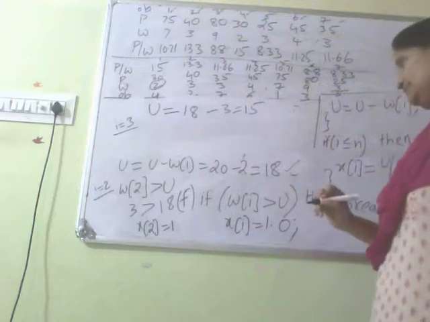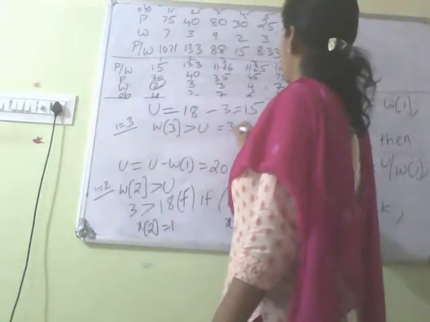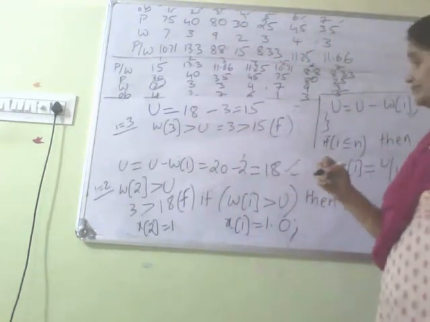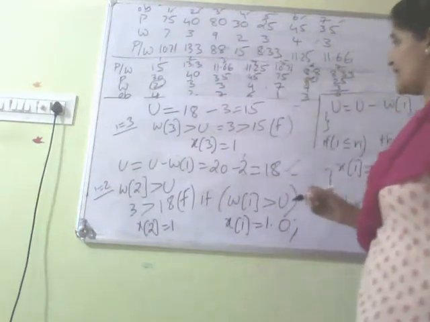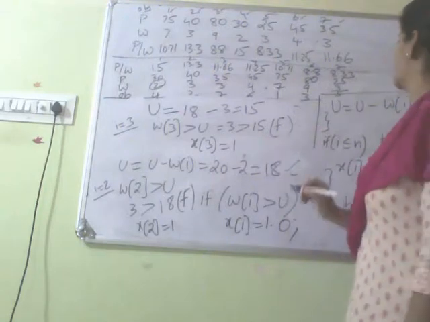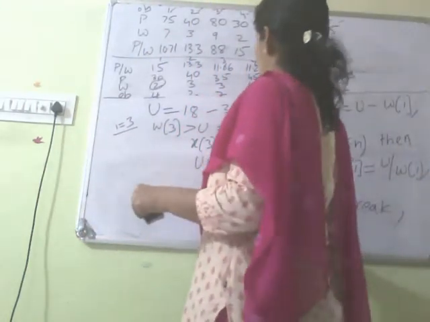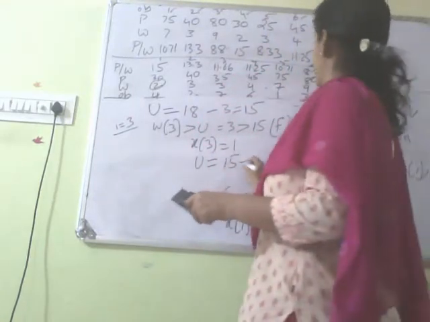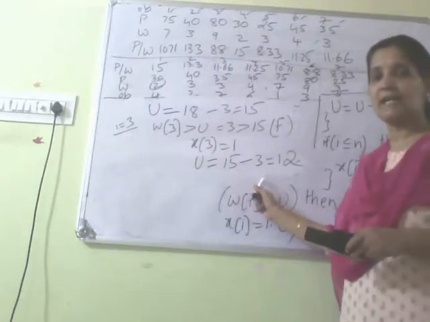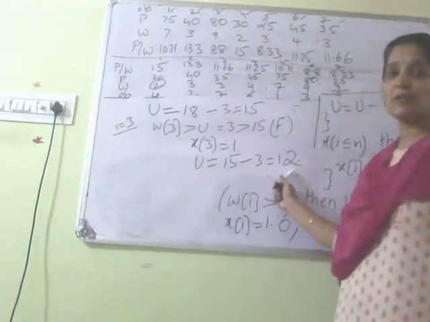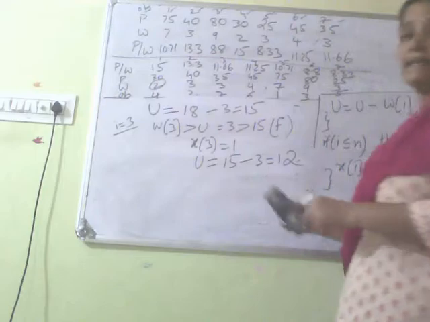Now i equal to 3. So W of 3 greater than U. What is our W of 3? It is 3 greater than 15. False. Now again, x of 3 equal to 1. So this also we are considering completely. Now what will be our u value? U was previously 15, minus 3, 12. So our new u value is 12 now. Is it correct? Are you getting the same answer, all of you? The u is 12. Now the third iteration we have completed.